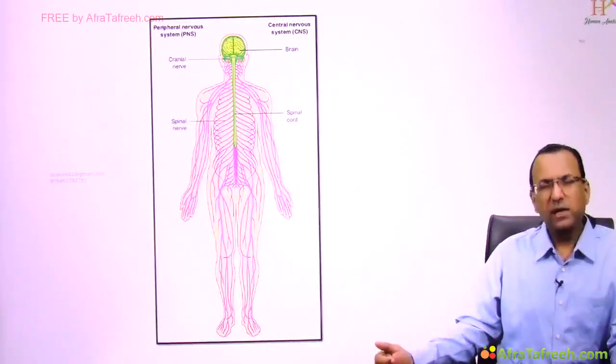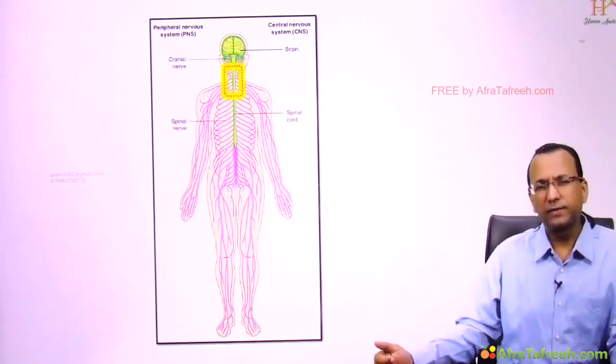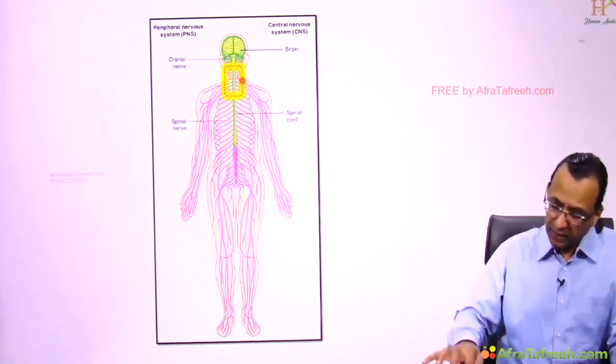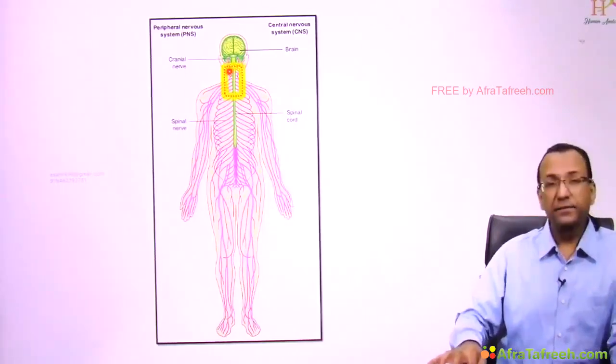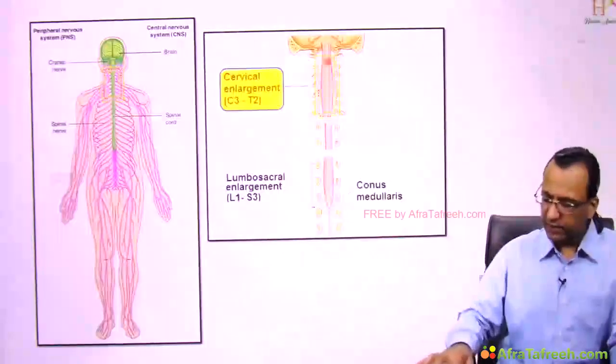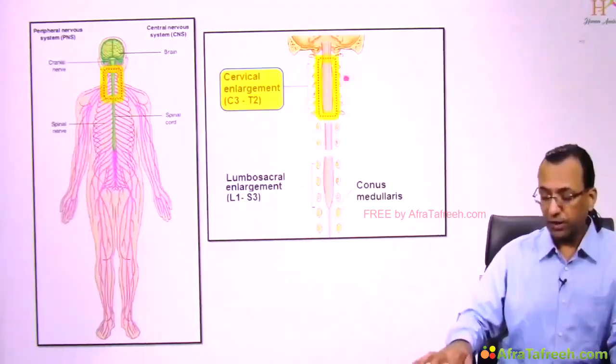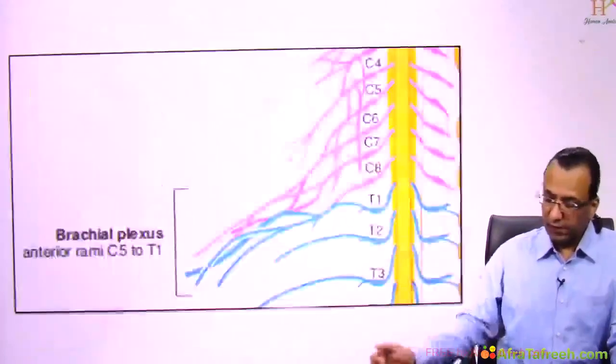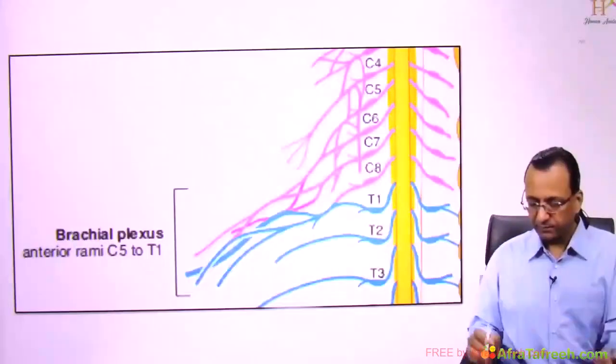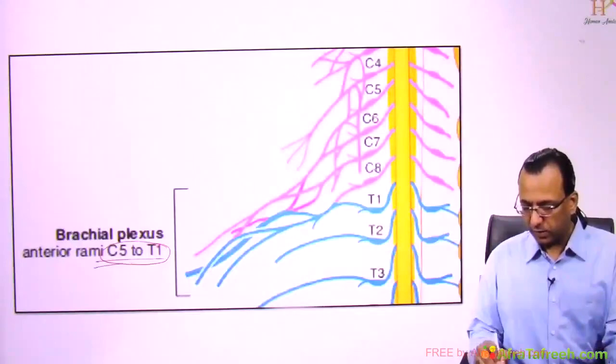This is the discussion we were talking about. We said the spinal cord has an enlargement. Where? In the cervical region, and that cervical region is giving us the brachial plexus, which is having 5 root values and starting with number 5. So you will see that it is C5, 6, 7, 8 and T1.